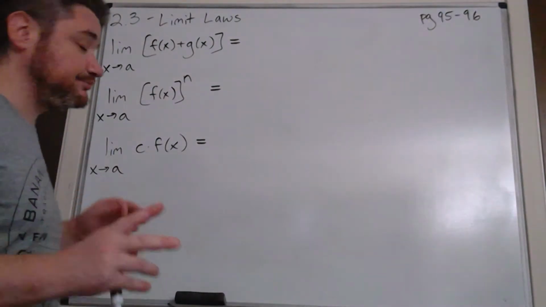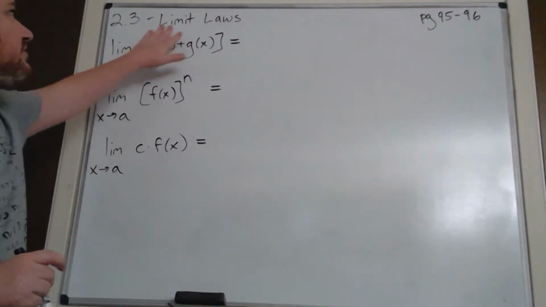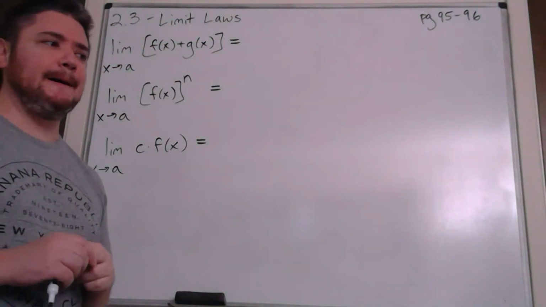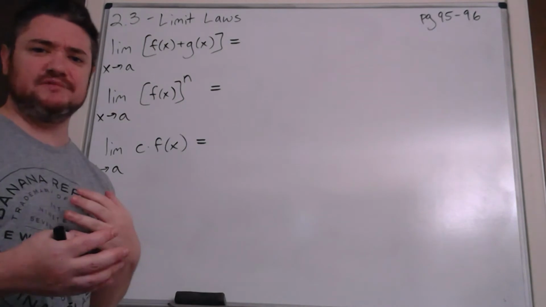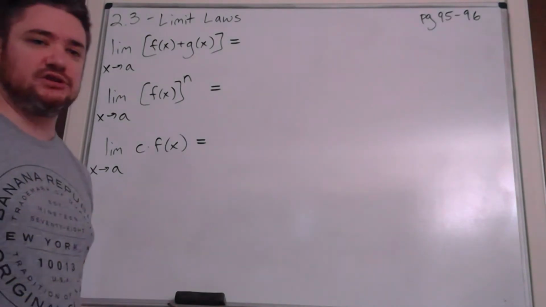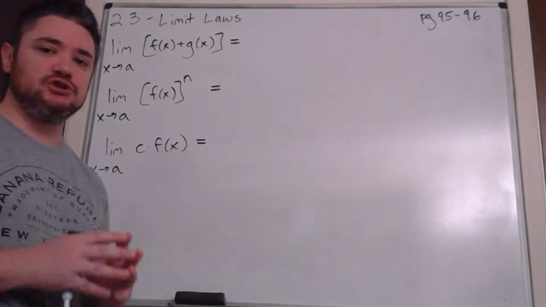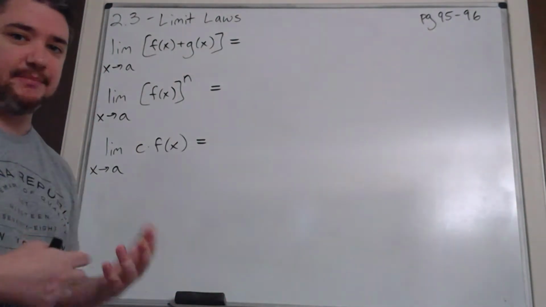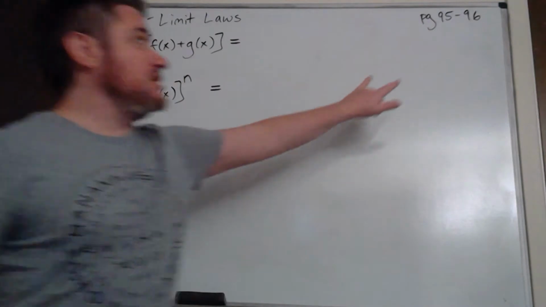But yeah. So what I want to do, section 2.3 is really just a lot of rules and some theorems, different strategies for evaluating limits algebraically. We can do graphical evaluation of limits also, which is really helpful, but we want to be able to do them algebraically.